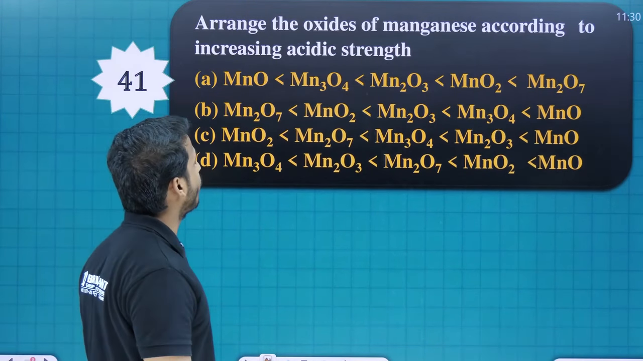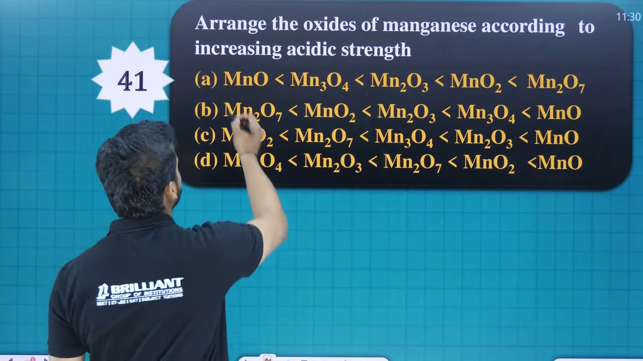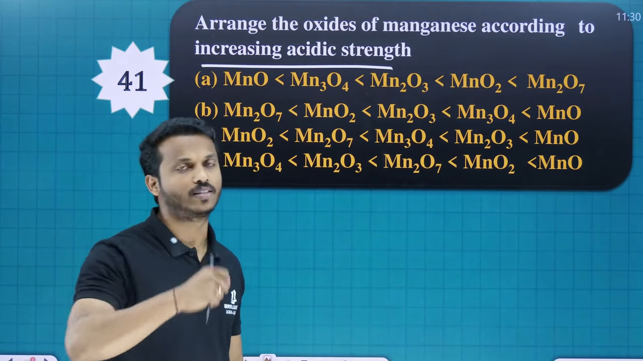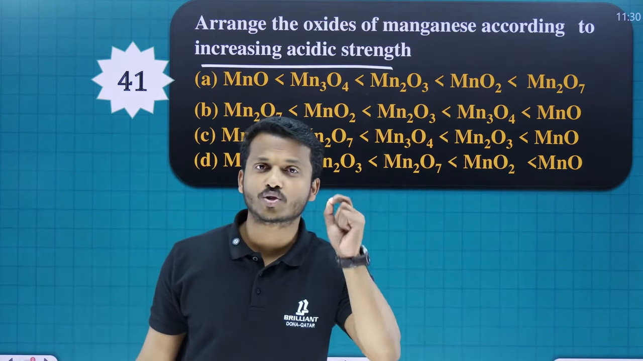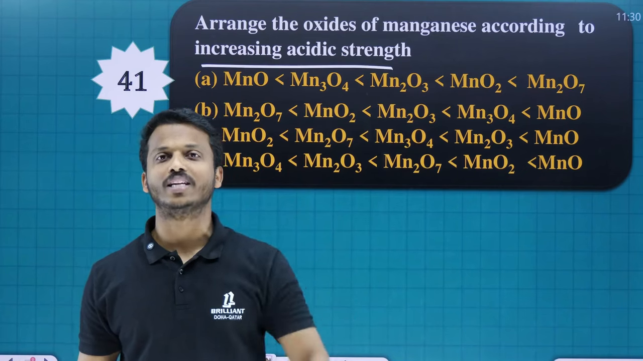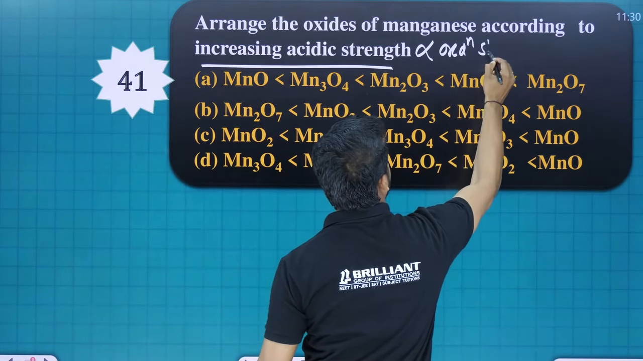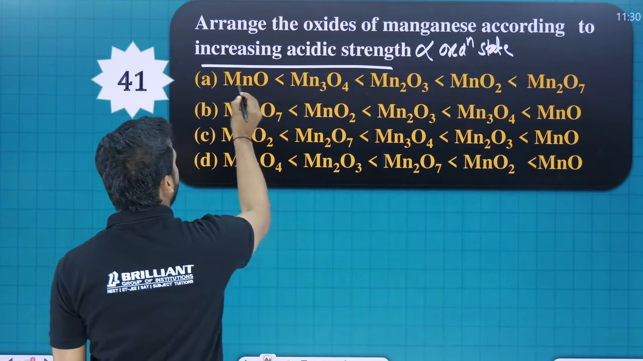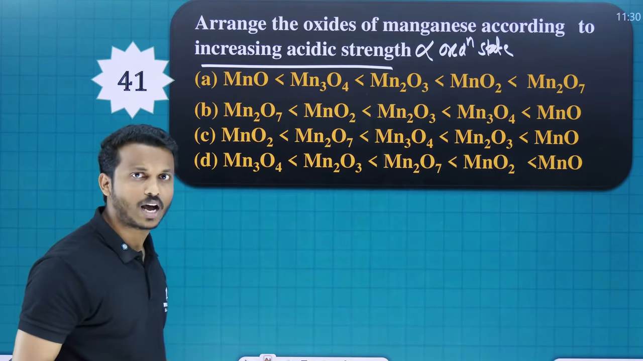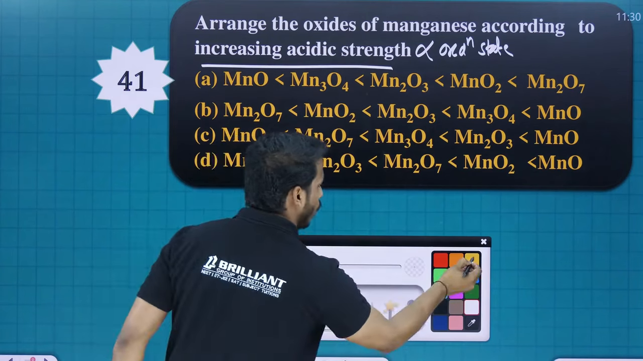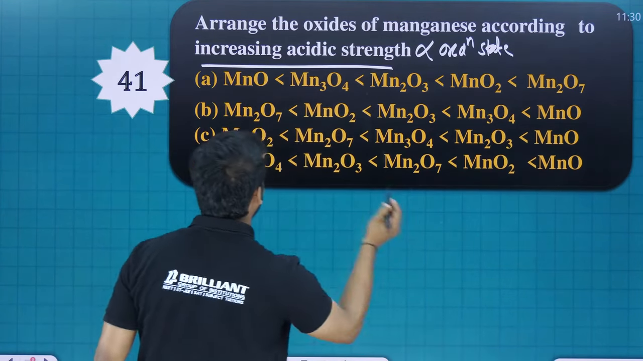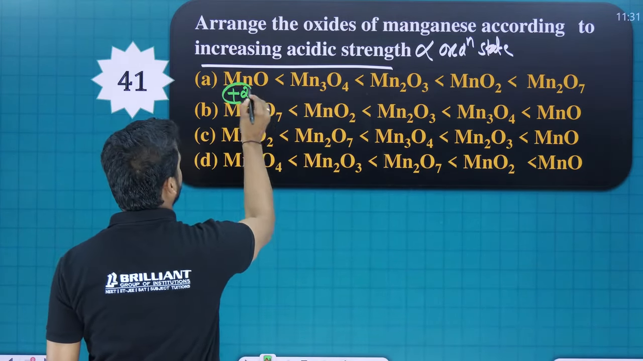41. Arrange the oxides of manganese according to increasing acidic strength. See, if they ask about acidic strength, calculate the oxidation state. Acidic strength is directly proportional to the oxidation state of the metal. In MnO, you know how to calculate the charge of Mn, right? In MnO, Mn is +2.